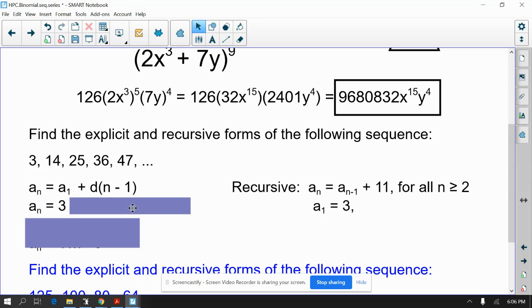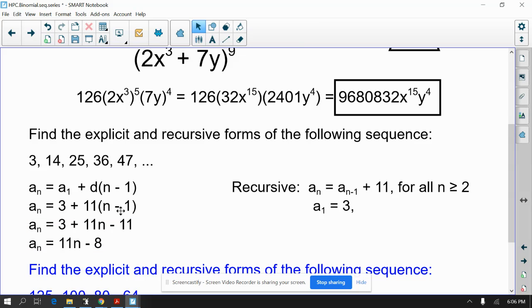Well, the first term is 3, the common difference is 11, and n is just what term are you on? If n is 5, then you're on the fifth term, etc. And this is technically correct, but we always like to simplify. So you should really distribute that 11, combine like terms, and get this. And you see how this is like a line in slope-intercept form, where the slope is 11? That's a constant change of 11. That's why we give it a special name, slope.